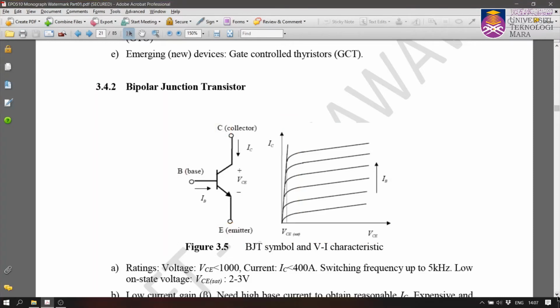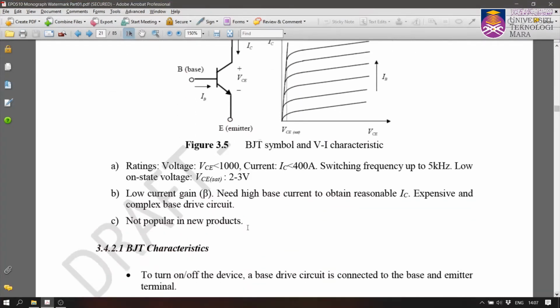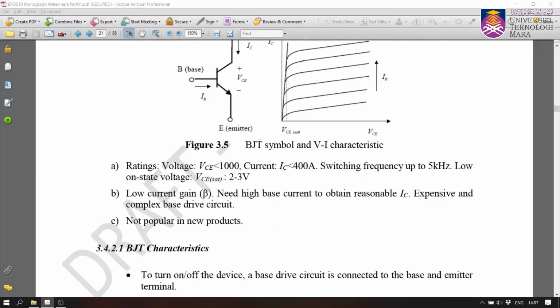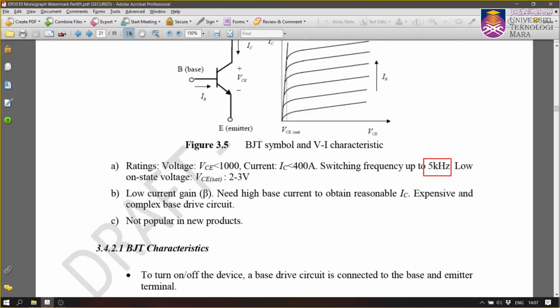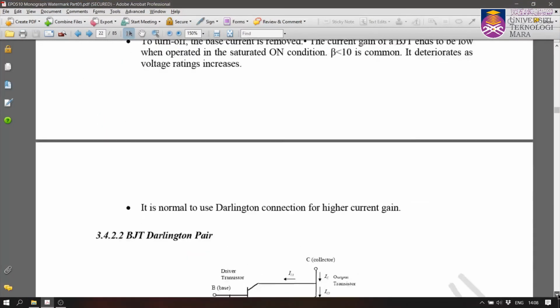So look at the rating of the voltage. It can be only up to 1400 amps, switching frequency up to 5 kilohertz. So it is limited by the frequency of 5 kilohertz only, 5000 hertz. Low on-state voltage of 3 volts and the rest. Not popular in new products. So it's no longer popular in the new products. And this is the characteristic of the BJT.